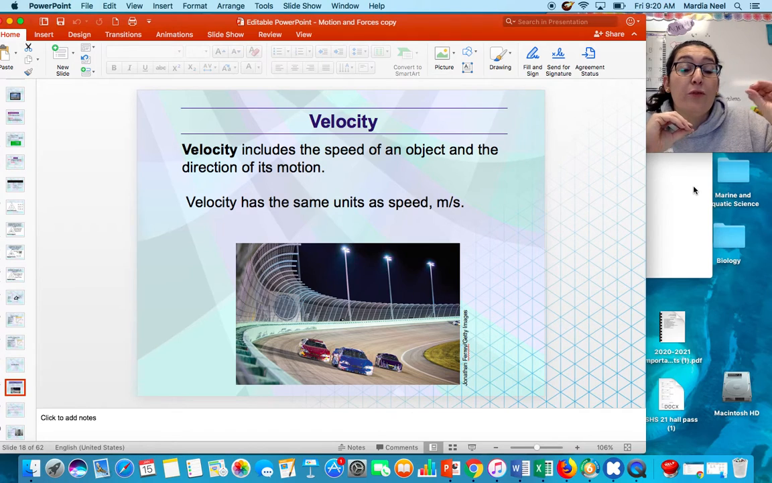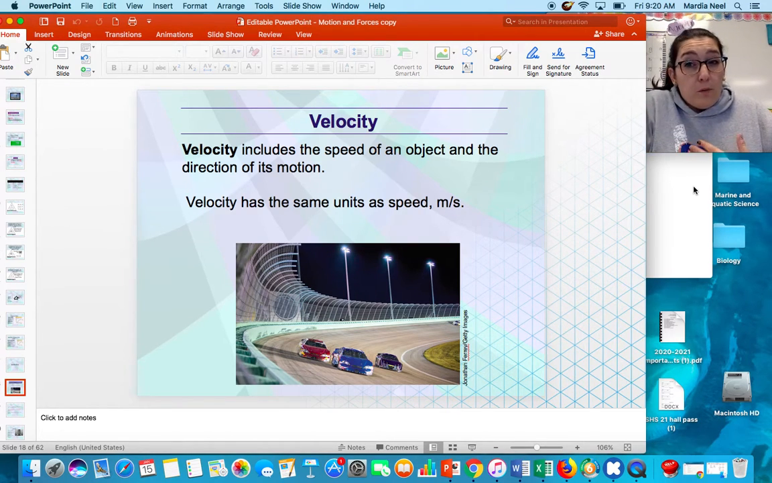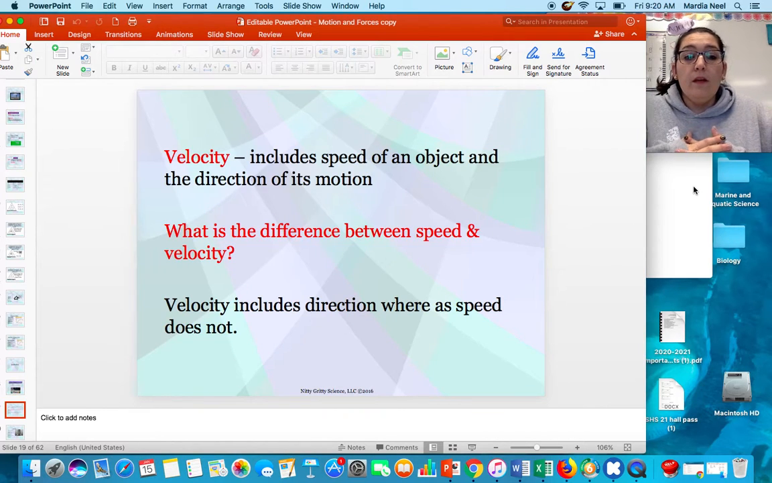I'm going 3 miles per hour north. I'm going 4 miles per hour south. I'm going 6 miles per hour east. I'm going forward at a rate of 1 mile per hour. So velocity is speed in a direction. So velocity includes the speed of an object and the direction of its motion.